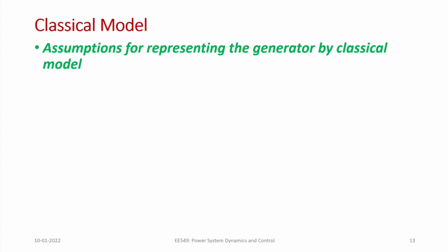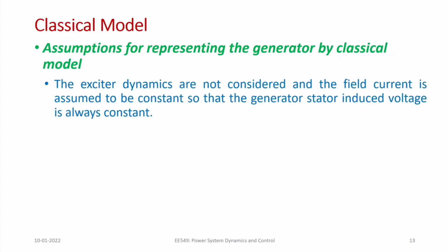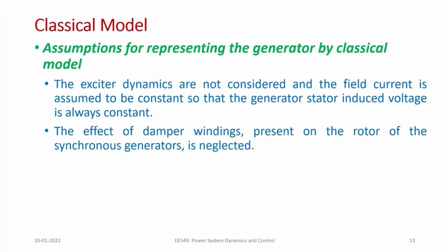Assumptions for representing the generator by classical model. What are the assumptions we take? The first assumption is that the exciter dynamics are not considered and the field current is assumed to be constant, so that the generator stator induced voltage is always constant. So your exciter is remaining constant. That means the dynamics involved in the exciter are not considered. Therefore, the field induced voltage, that is the generator stator induced voltage, is always assumed to be constant.